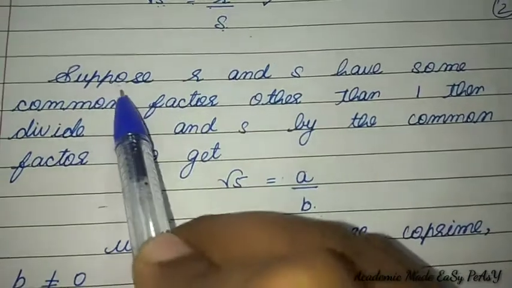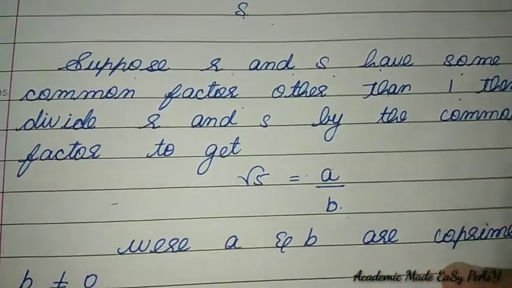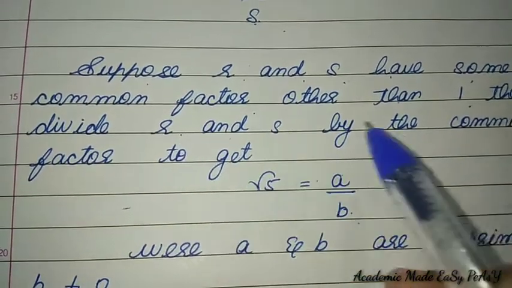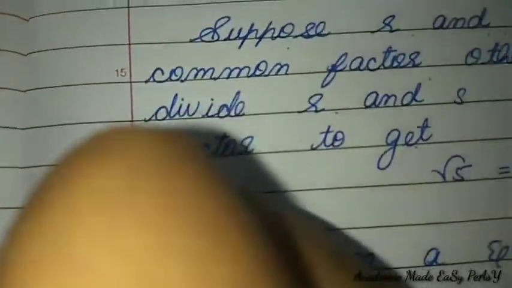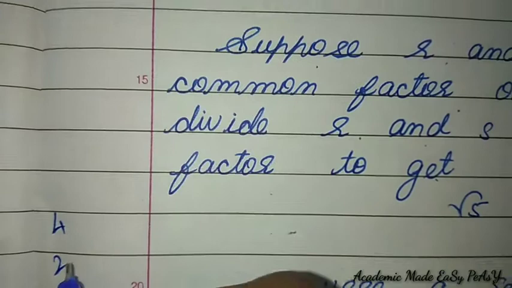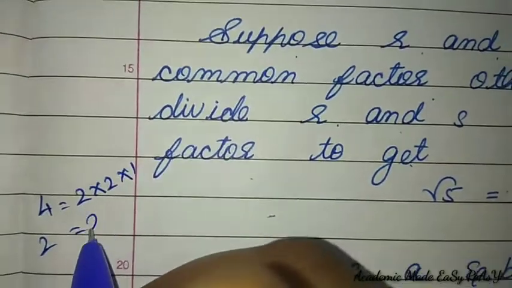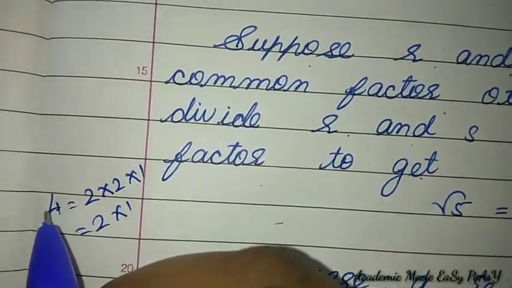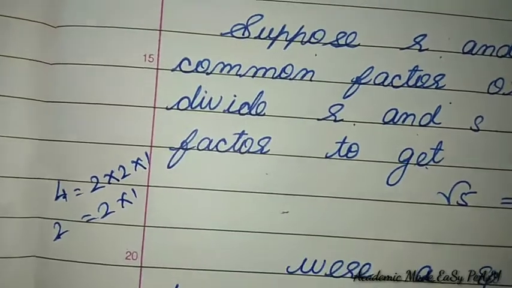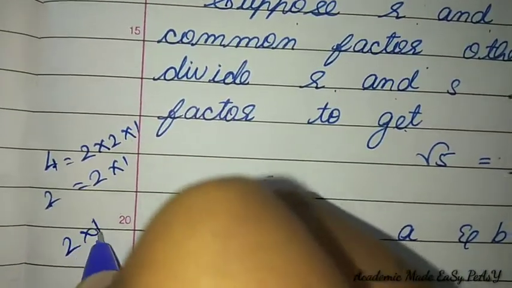Next, suppose r and s have some common factor other than 1, then divide r and s by the common factor to get root 5 is equal to a by b. For example, when we take 4 and 2, the common factor is 2. If r takes the value 4 and s takes the value 2, when we divide these two, we'll have 2 into 1 by 1 only.